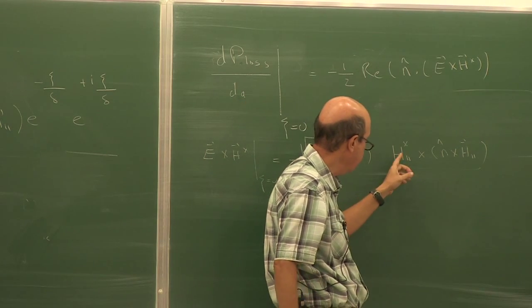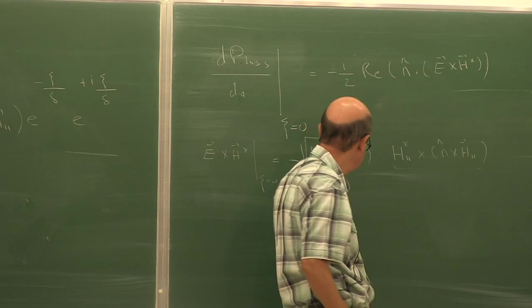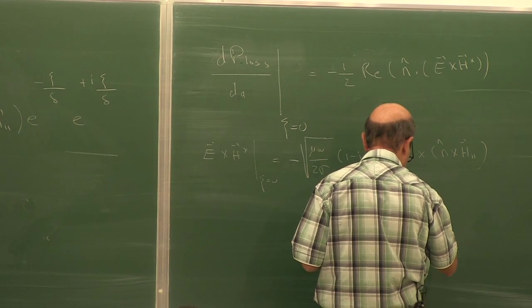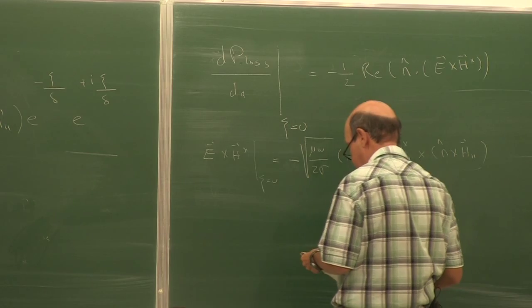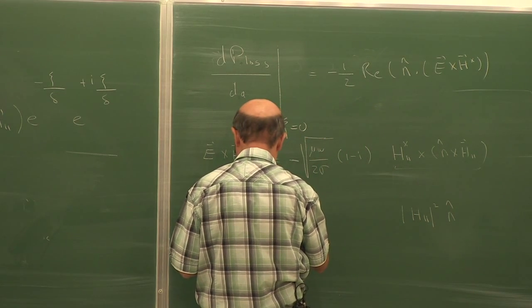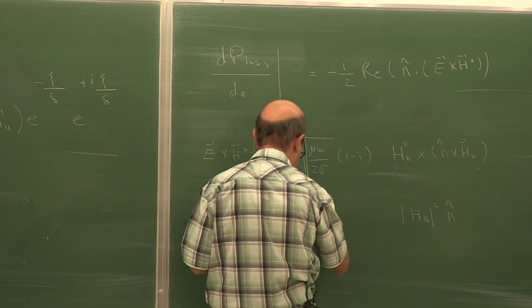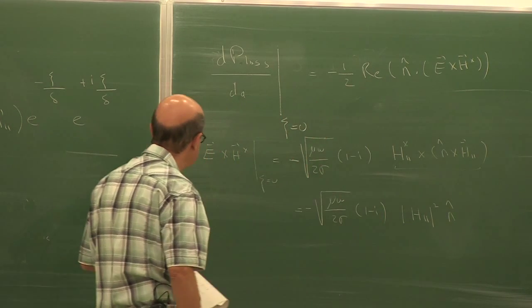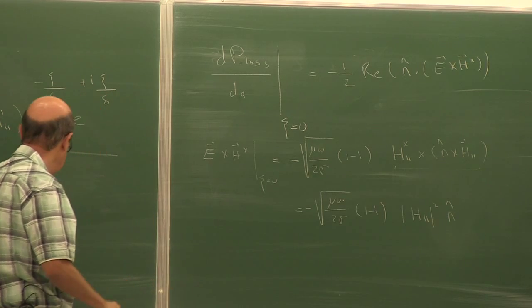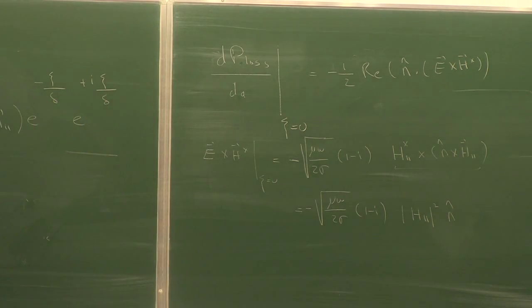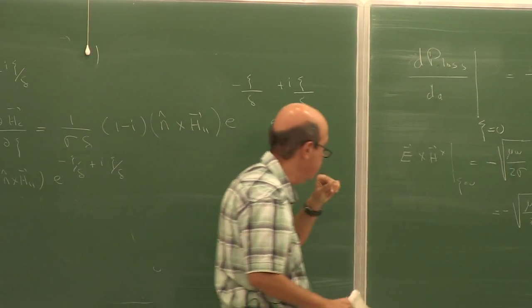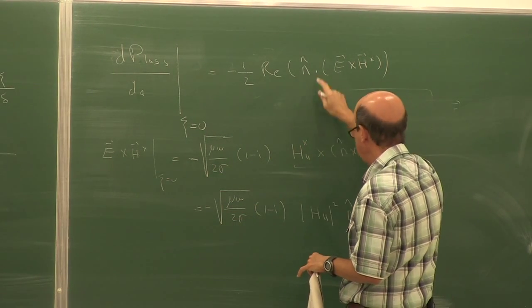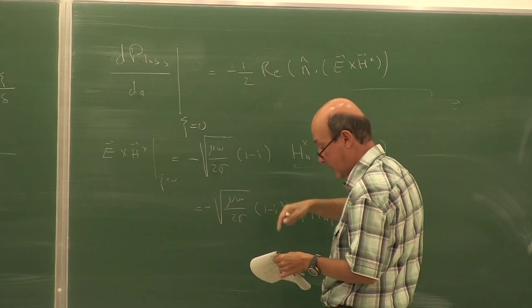That is a double cross product, A dot C, A squared along N, and that is nothing but the magnitude of H squared along N, and you have minus mu frequency over 2 sigma times 1 minus i. This is the power loss at the surface of the conductor. I evaluated this at xi equal to 0. Put xi equal to 0 in both terms. So E cross H along N, you have N dot N equal to 1. You have a minus sign and a minus sign, that will be positive.